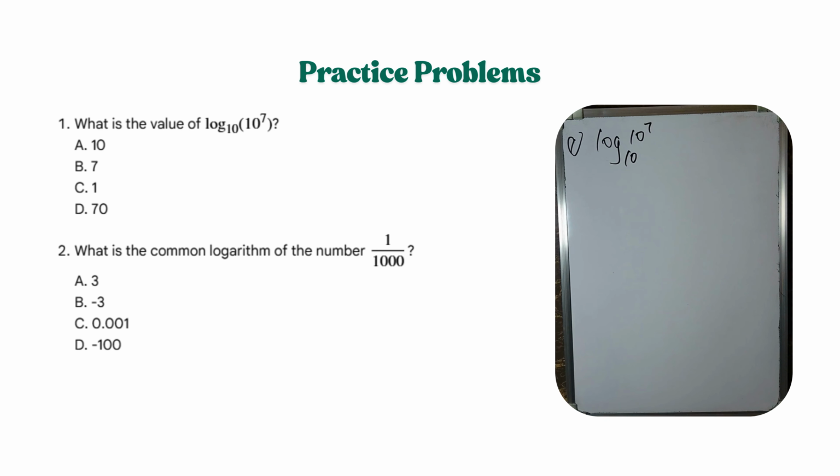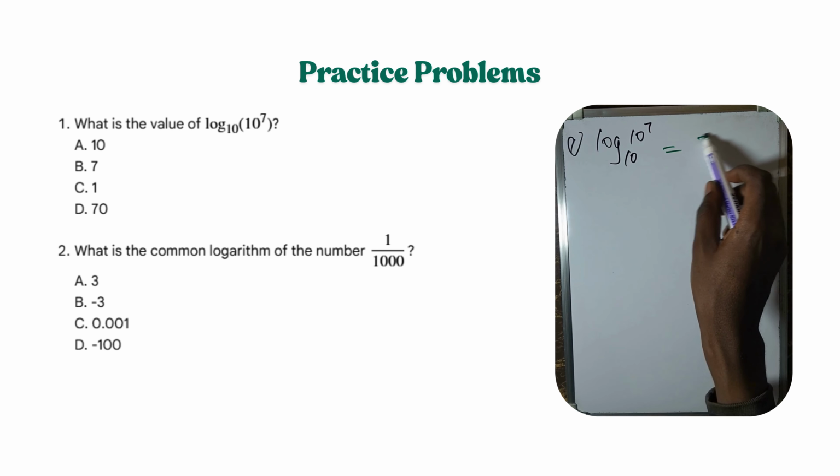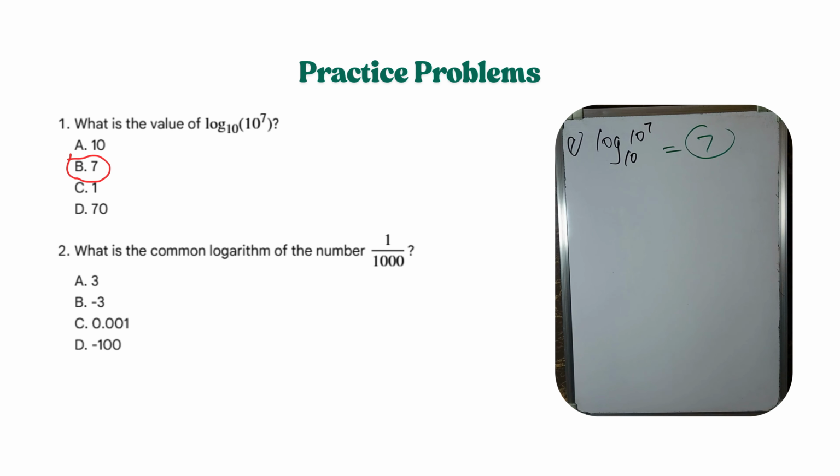So this one, we have said that logarithm is just asking for the index. So in this case, it's so straightforward. The answer should be 7, because logarithm is just asking us the number of times we should multiply 10 to get a number.